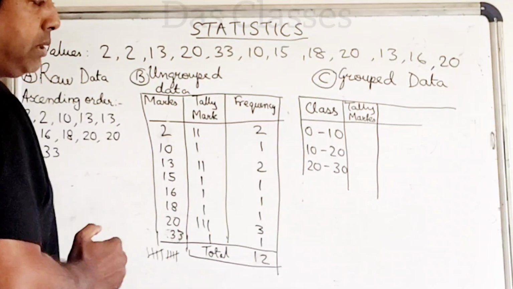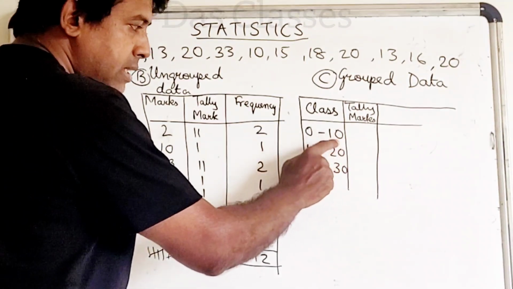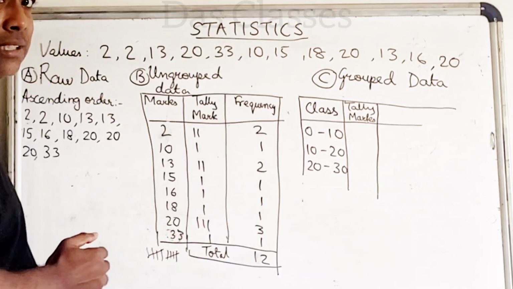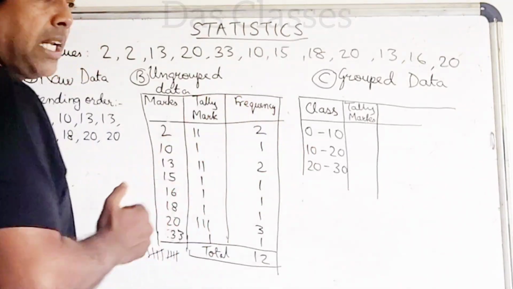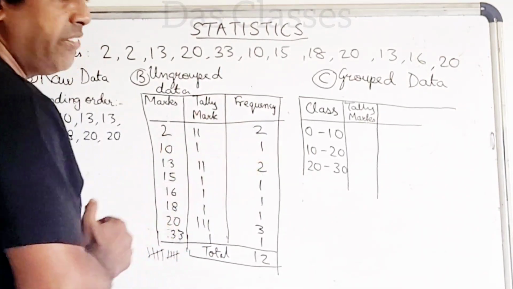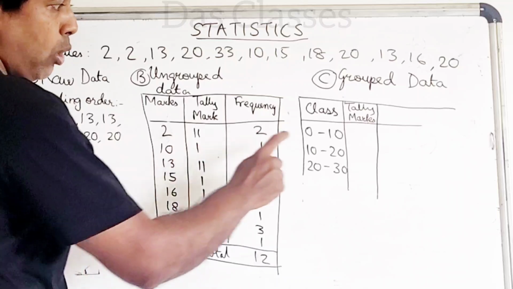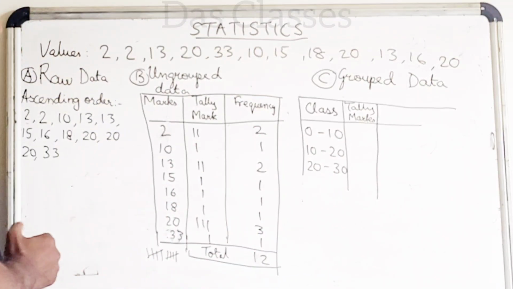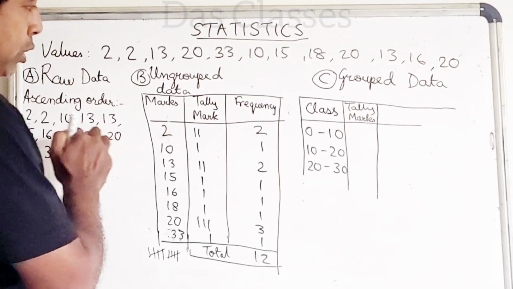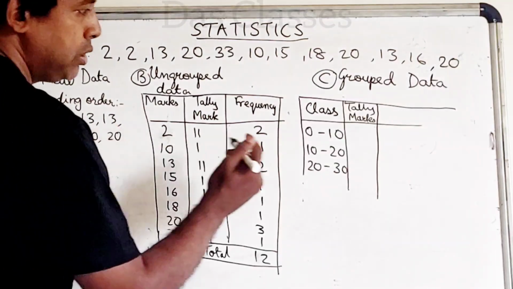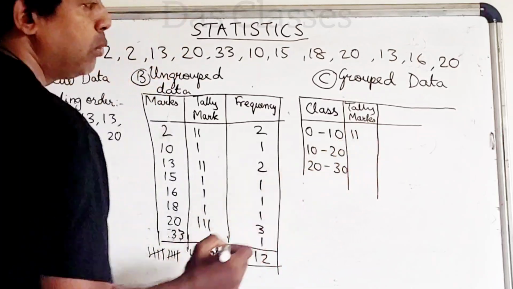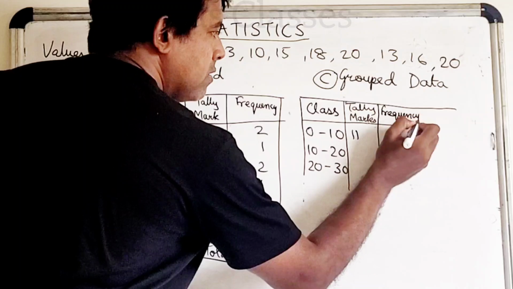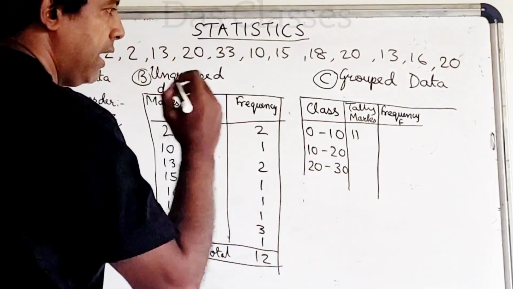So when the upper class limit of the first class is the same as the lower class limit of the succeeding class, it is called a continuous class, or an exclusive class. In that case, the value 10 will not be considered in the first class; it will be considered in the next one. So in 0 to 10, we consider only these two values. They are 2 times, so we write 2 as the frequency, which may be denoted by f.